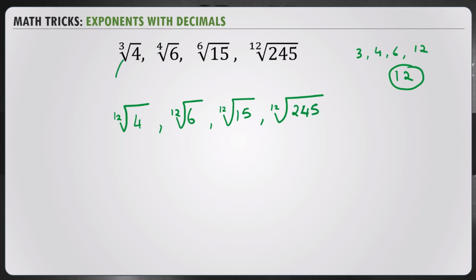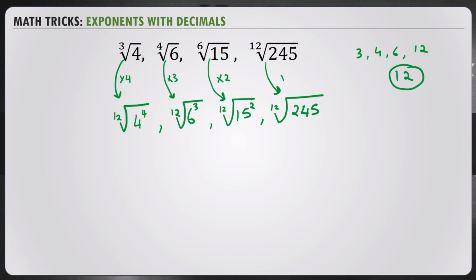Okay, so let's see. 3 times what gives me 12? 3 times 4. So the 4, we put 4 to the power of 4. 4 times what gives me 12? 4 times 3 gives me 12. We put this to the power of 3. 6 times what gives me 12? 6 times 2, we put to the power of 2. And 12 times 1 is 12, so I leave it as it is.